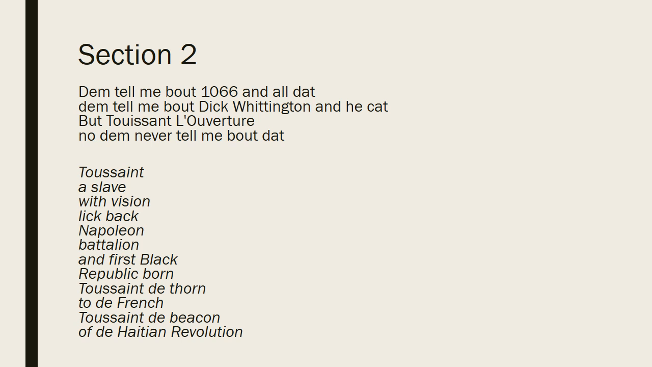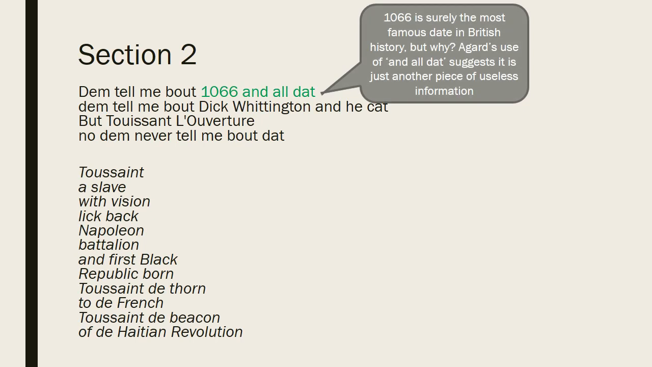But it's worth looking at the details. The mention of 1066 and all that, it's the most famous date in British history. But the question I would always say to you is, why? Yes, it's the Battle of Hastings. We all know that. But why is it important? And I think that, even though he doesn't say it straight away, is underlined by the "and all that." It's another piece of useless information.